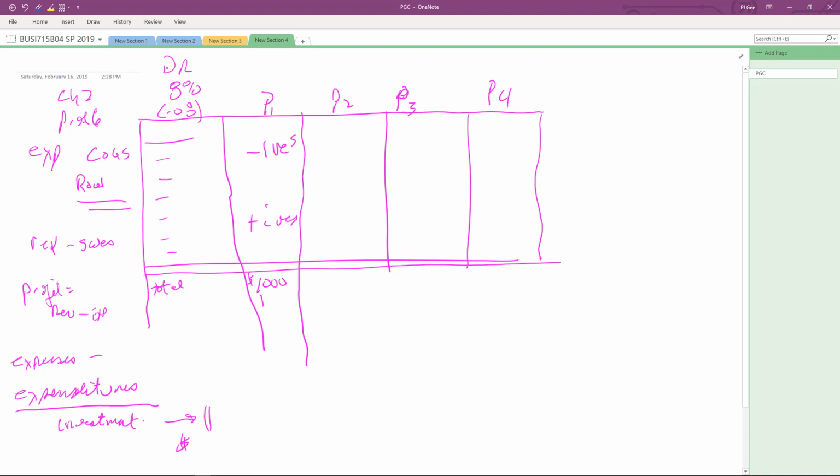Okay, and that's the discount rate over some time. Okay, so let's imagine that for periods here, we're actually using years. So this could be, this period is year 1, and this is year 2, this is year 3, and this is year 4.